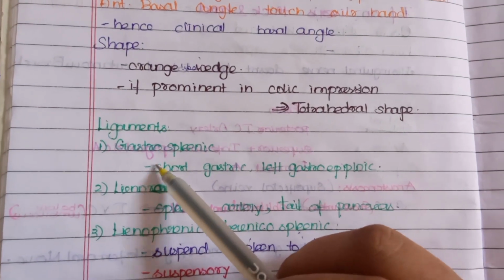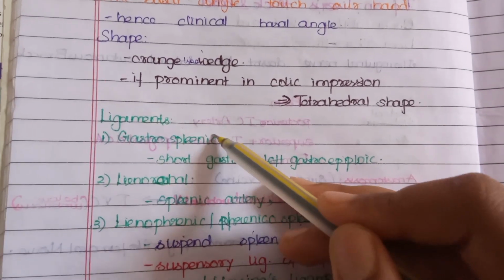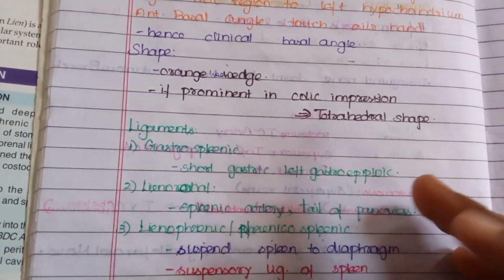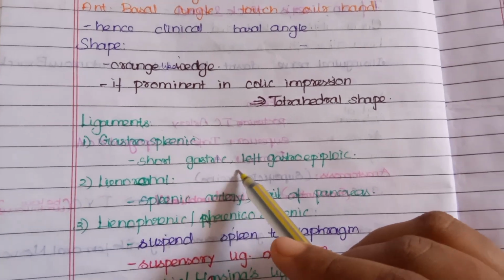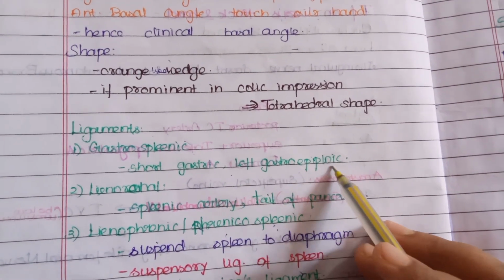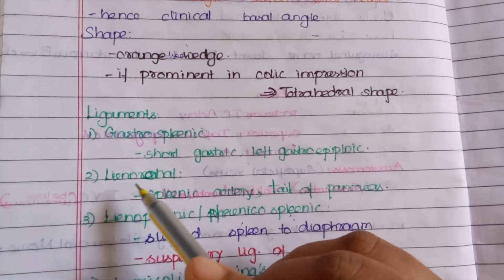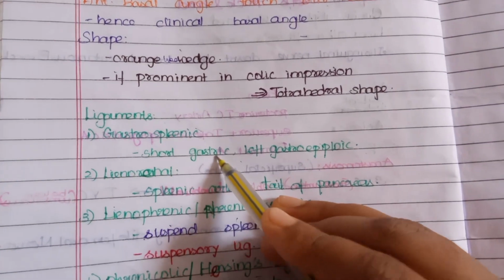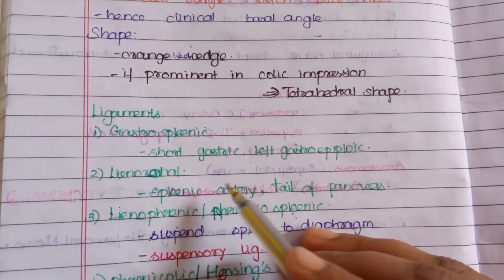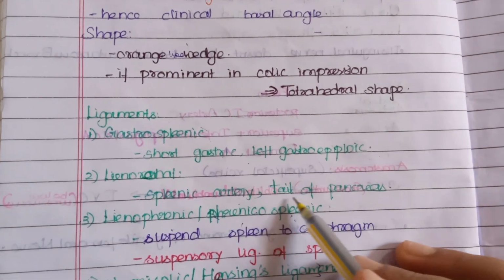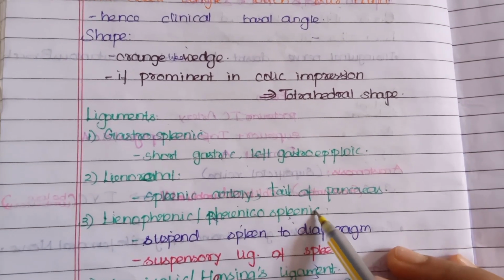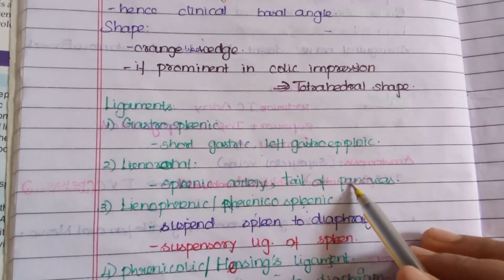See here, the gastrosplenic ligament extends from the stomach to the spleen and contains the short gastric arteries and the left gastroepiploic artery. Okay, two important contents. Then lienorenal, from spleen to kidney, contains the splenic artery, a highly tortuous artery, and the tail of the pancreas, which will be hitting the hilum of the spleen.